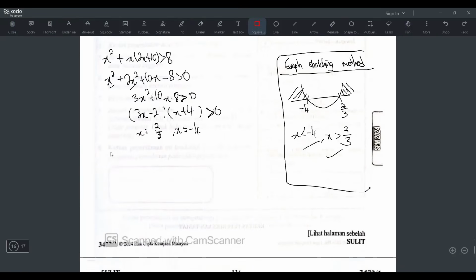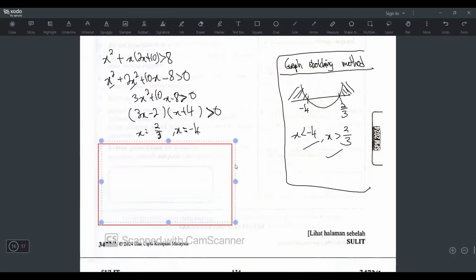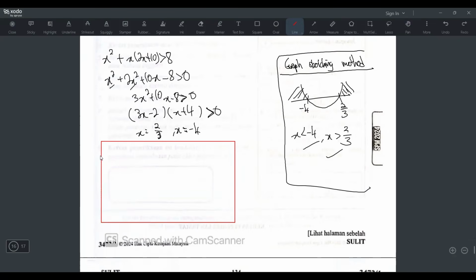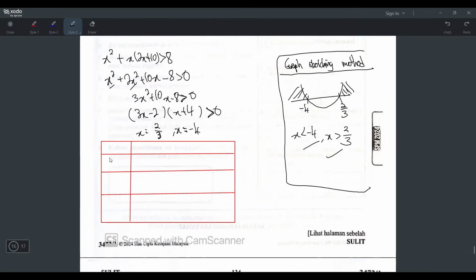So I will show you the table method now, but you will end up getting the same answer if you do the table method. So the table method is like this. You draw a table. Okay, I think this size is enough. And then for the table, you will draw a line here. And later you will write down all the possible answers here. And then for here, you will write the bracket. But there will be one bracket for 3x minus 2, another one for x plus 4, and then another one for both.